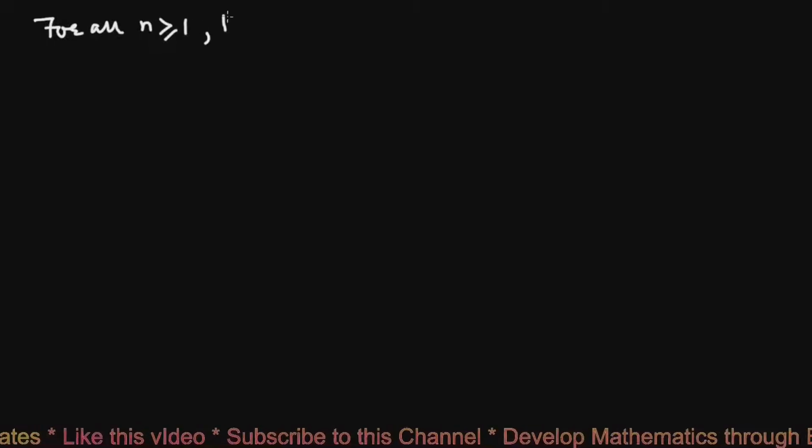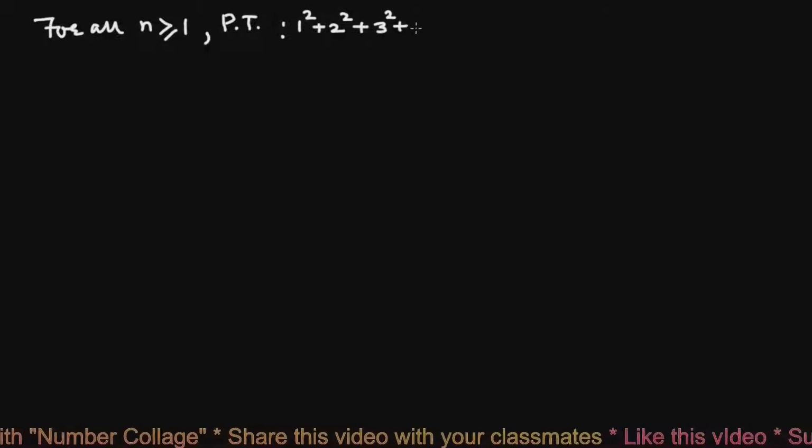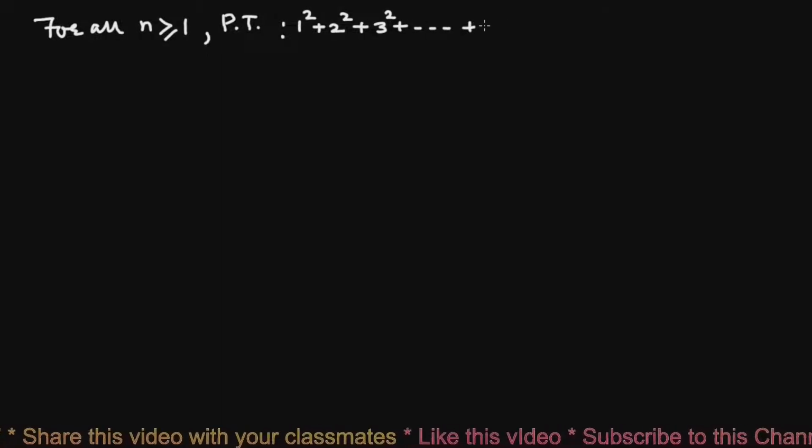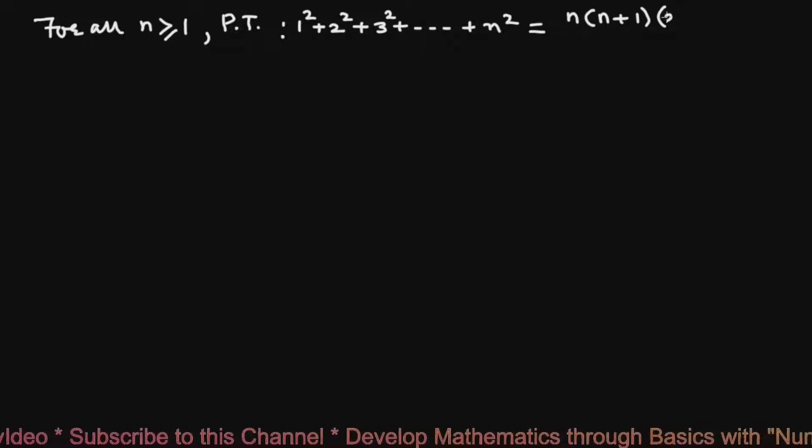For all n greater than or equal to 1, prove that 1 square plus 2 square plus 3 square plus so on and so forth plus n square equals n into n plus 1 into 2n plus 1 upon 6.